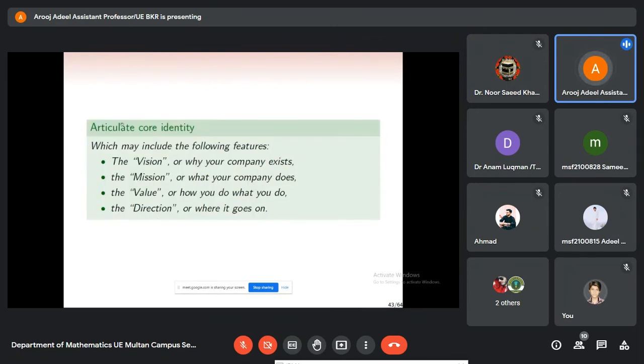The first criterion, which is the articulate core identity, is further classified into vision, mission, value, and direction. Vision says why your company exists, mission says what your company does, value says how you do what you do, and direction says where it goes on.